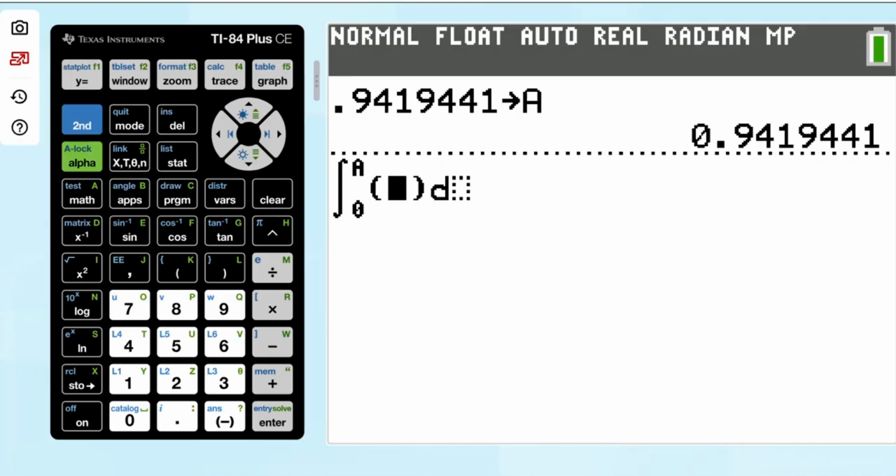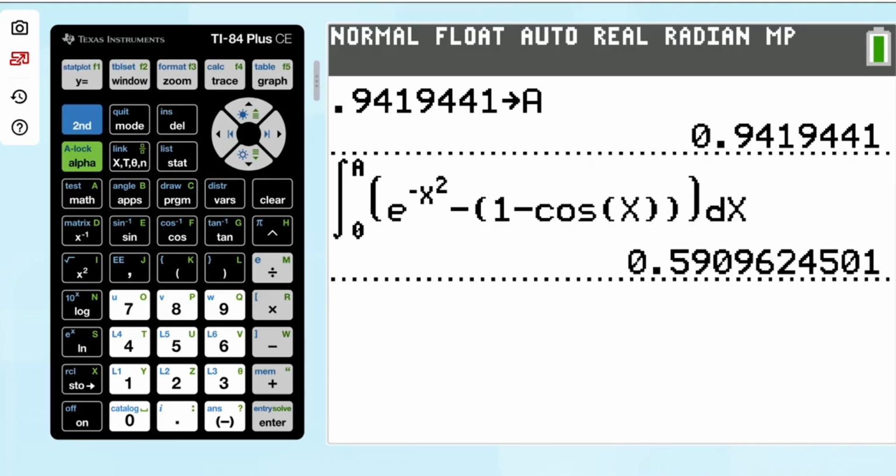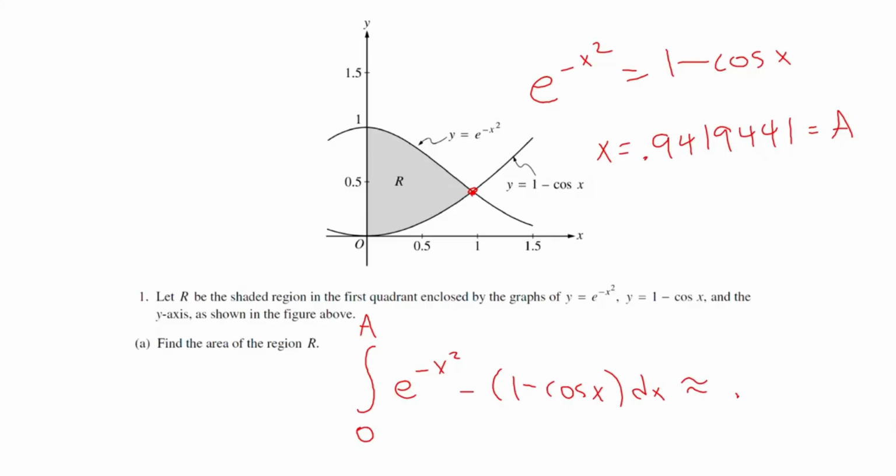And we're doing our upper function, which was e to the negative x squared, minus our lower function of 1 minus cosine x. So it'll be e to the negative x squared minus the quantity 1 minus cosine x. Don't forget the parentheses around the 1 minus cosine x. And then your dx, and then you get 0.591 when you round. And they gave you 2 points, 1 for the integrand and 1 for the answer. But they also gave you 1 point if you had the correct limits anywhere in parts A, B, or C. So we've earned that point here. We've now got 3 of our 9 points here for this FRQ.